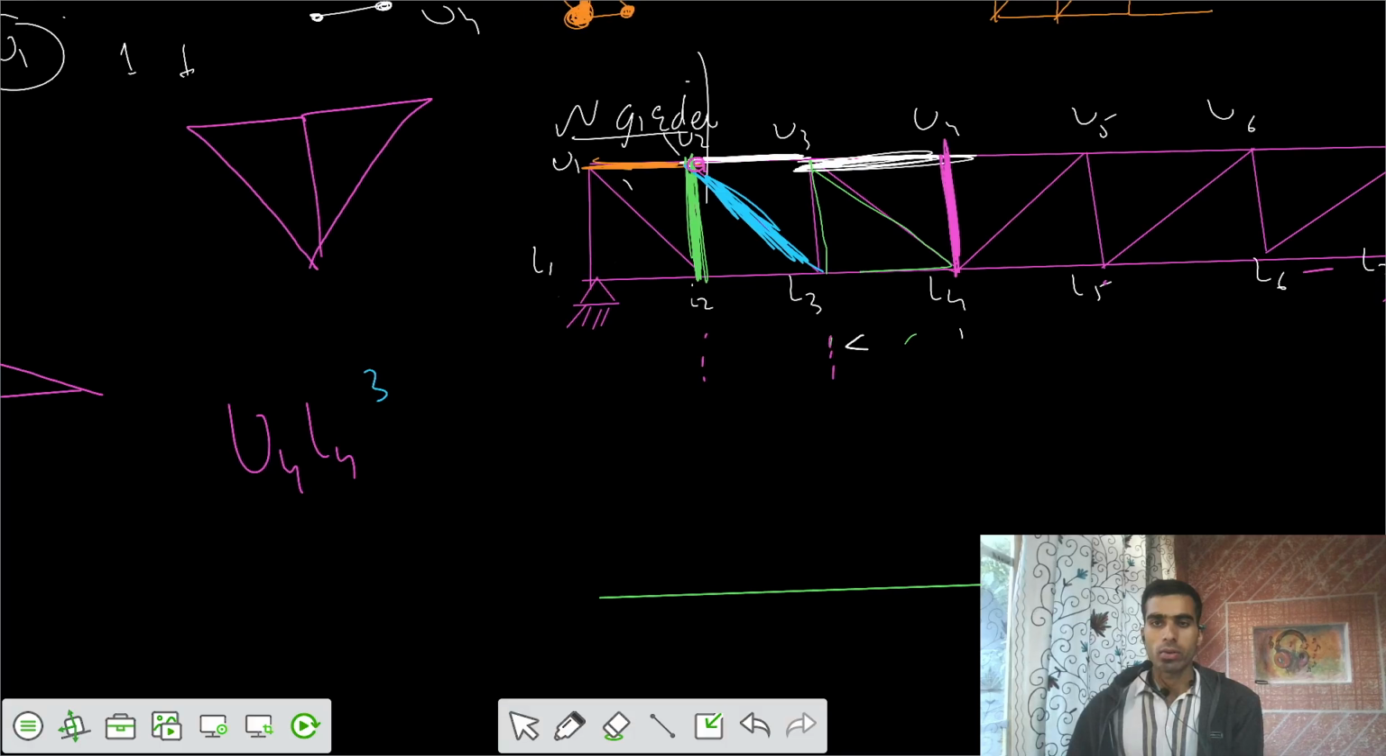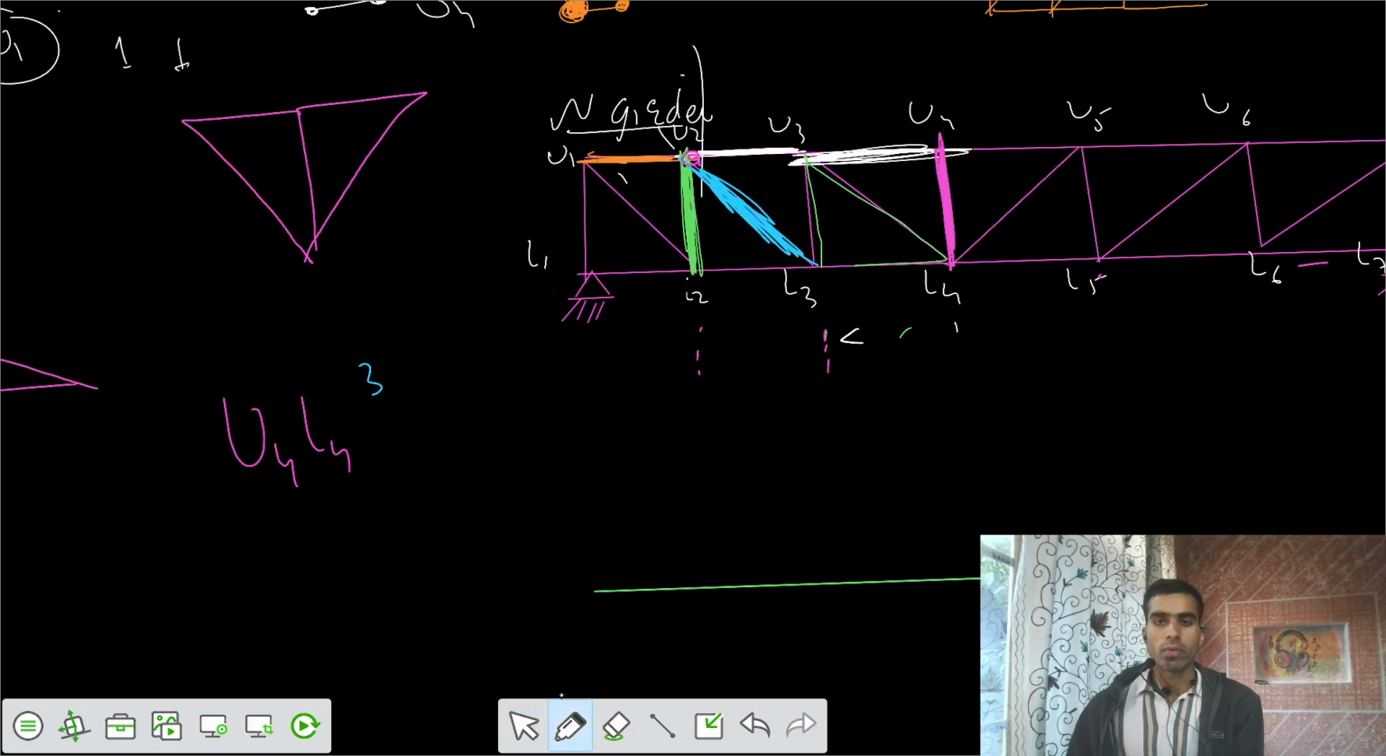Now we have two different options here. We have to see whether the loading is deck type or through type. If the loading is from the top side... let's finalize that the loading is through type now. For the verticals, we have to see whether the loading is through type or deck type. Let's finalize that the loading is through type.